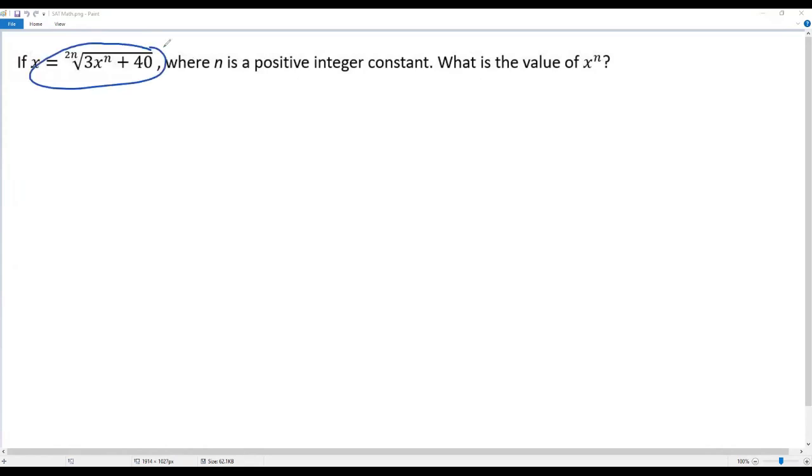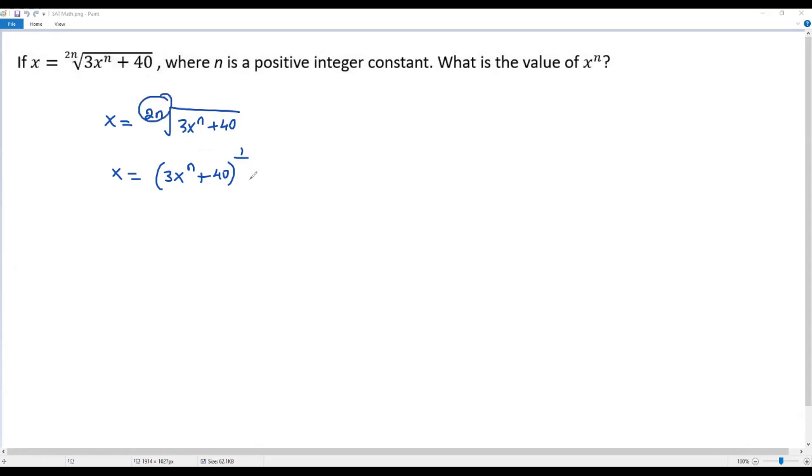Okay, in this equation, we have to solve for x to the nth power. Let me take this given equation as it is. It is x equals the 2nth root of 3 times x to the nth power plus 40. In my first step, I'm going to write this radical as an exponent. Then let's write the stuff inside the radical, that is 3 times x to the nth power plus 40. Whenever I write a radical as an exponent, it has to be a fraction with numerator 1, and the denominator of the exponent has to be the index of the radical. The index of the radical is 2n, so that should be the denominator. So when I write this radical with the index 2n as an exponent, it will be 1 over 2n.